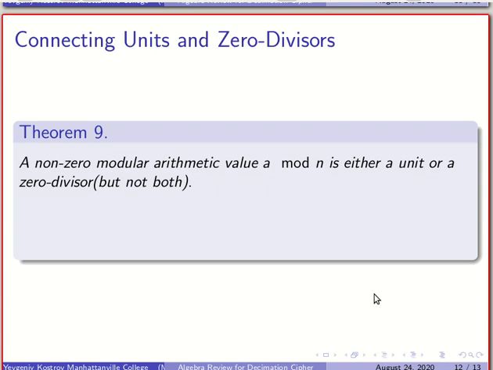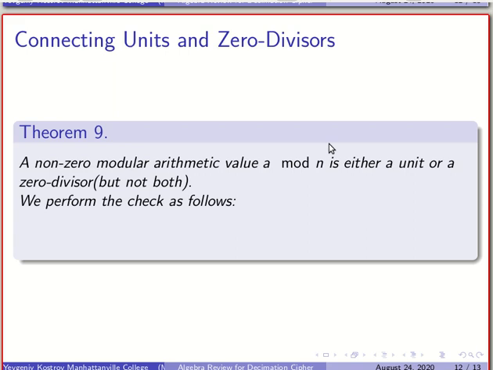So can we connect units and zero divisors together in one rule? Actually, theorem 9 on this page will do that. If we take a number a mod n, it could be either a unit or a zero divisor, but not both. So it's either one of them, but not both. That's it. This is really a powerful theorem. It tells you if you calculate any number a mod n, it's going to be either a unit or a zero divisor, and that's it.